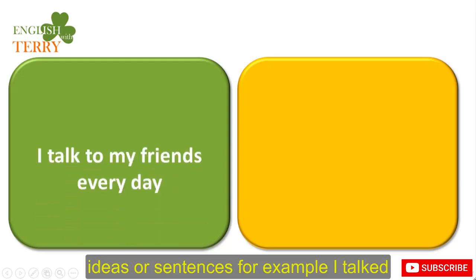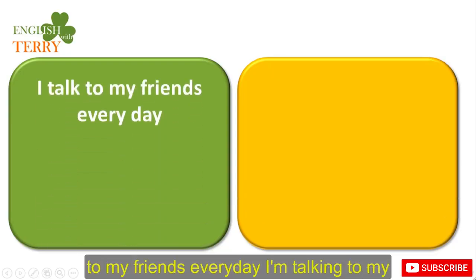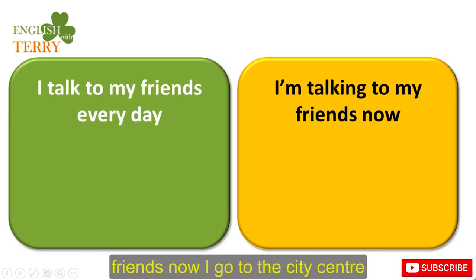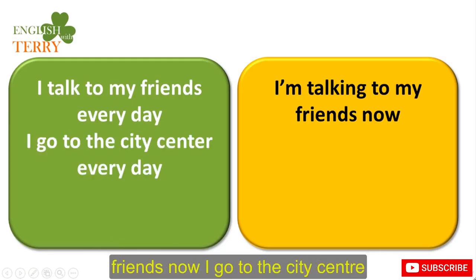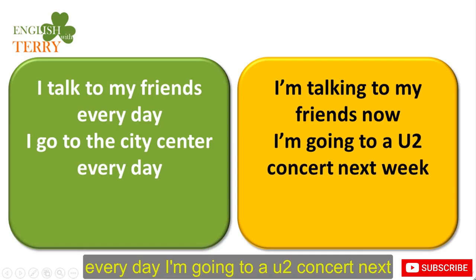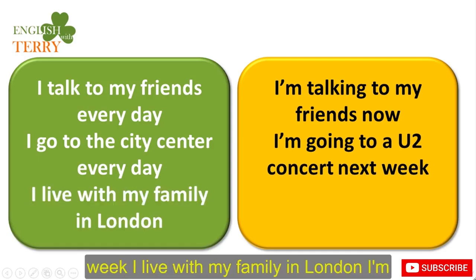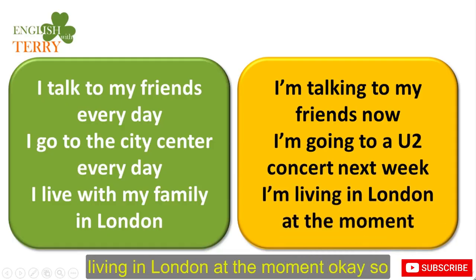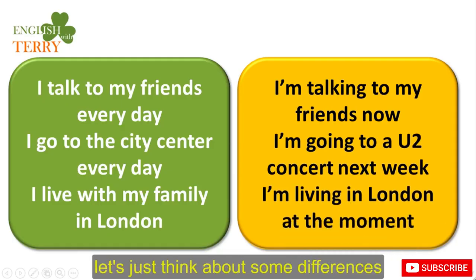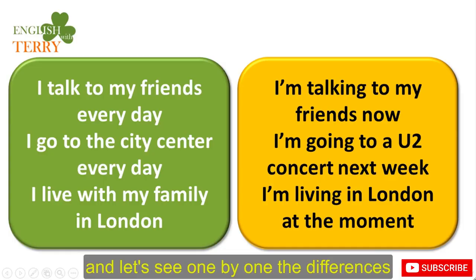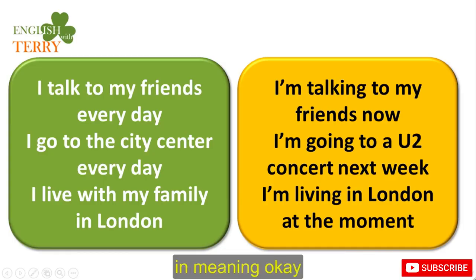For example, I talk to my friends every day. I'm talking to my friends now. I go to the city center every day. I'm going to a U2 concert next week. I live with my family in London. I'm living in London at the moment. Okay, so let's think about the differences and see them one by one in terms of meaning.